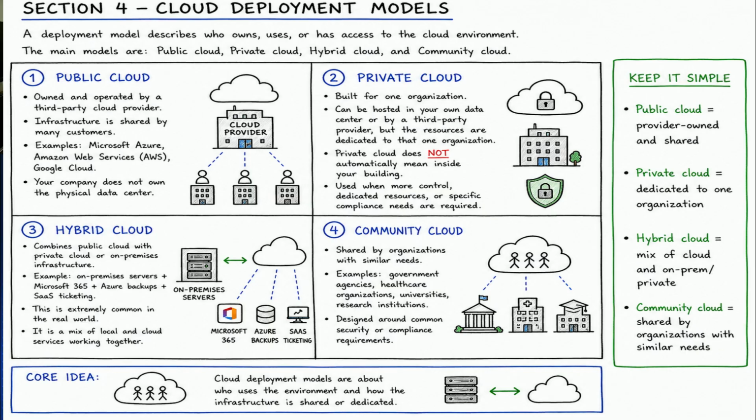Finally, a community cloud is shared by organizations that have similar needs. For example, several government agencies, healthcare organizations, universities, or research institutions may share an environment designed around common security or compliance requirements. For the A+, keep it simple. Public cloud is provider owned and shared by many customers. Private cloud is dedicated to one organization, hybrid cloud is a mix of public and private or on-premise systems, and community cloud is shared by organizations with similar needs.